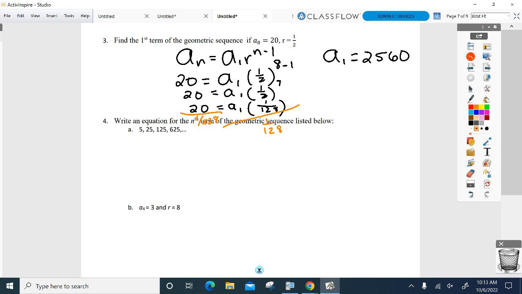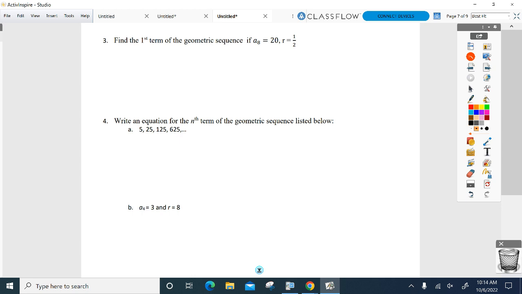Anything? Finding the first term. All right, just like we did with arithmetic, and maybe you didn't pick up on it, and that's fine. We'll pick up on it now. Now I want an equation for the nth term. If I'm asking for an equation for the nth term, that means anytime I see n, guess what? It stays n. Anytime I see n, it stays n, but I plug in for anything else.